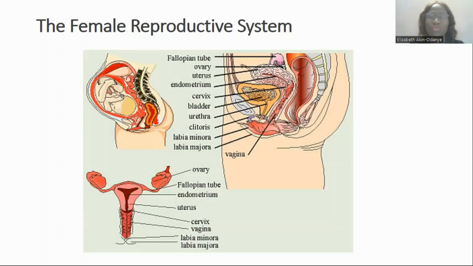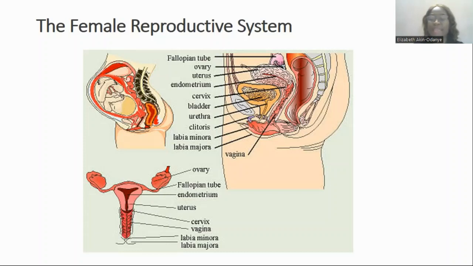Only about 100 or more of them, several hundreds actually, could be released during her lifetime. The release of these eggs starts at puberty. After the onset of puberty, the follicle stimulating hormones take effect, and due to their stimulation, one egg is released per cycle. So one matured egg is released per cycle.